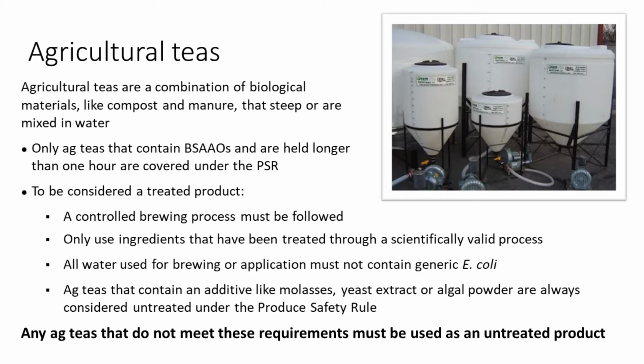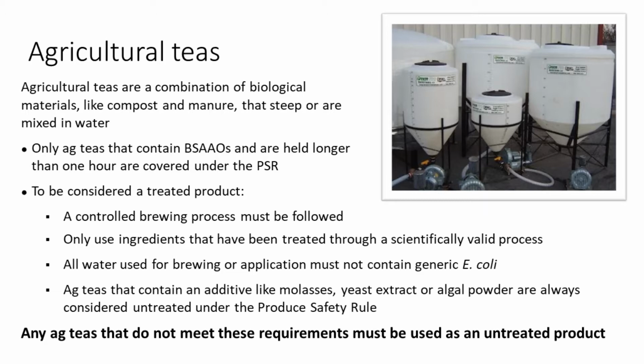Another thing that the produce safety rule identifies is that all water that you use for brewing or applying your ag teas cannot contain any generic E. coli. And so that's a really big important thing to keep in mind. You don't want to take your ag tea and mix it with untreated surface water as an application method, because that's a really risky practice, because we don't know what's in that water.